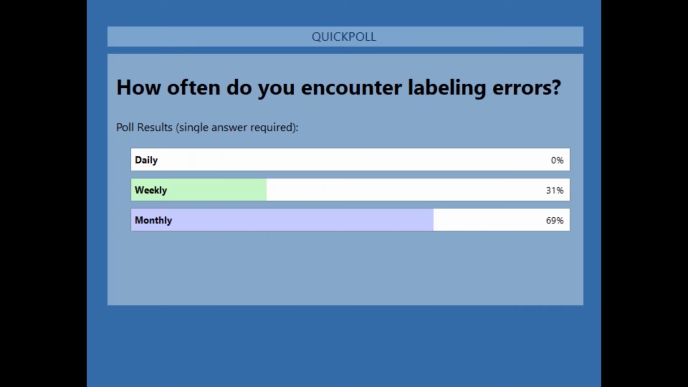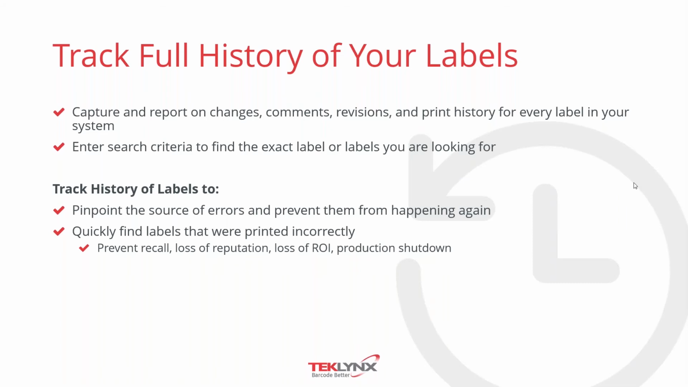Awesome. So looking at the results, it's about monthly errors, sometimes weekly. That's a nice part of Label Archive, being able to look back and say we had a mistake 3 weeks ago, 4 weeks ago. It's hard to remember, especially with business going so quickly day to day, so we can go back and see those errors at any point in time.